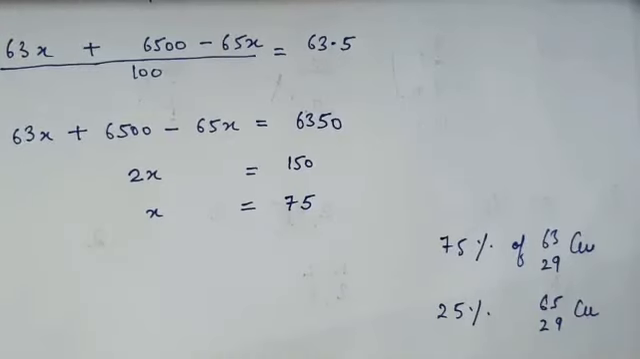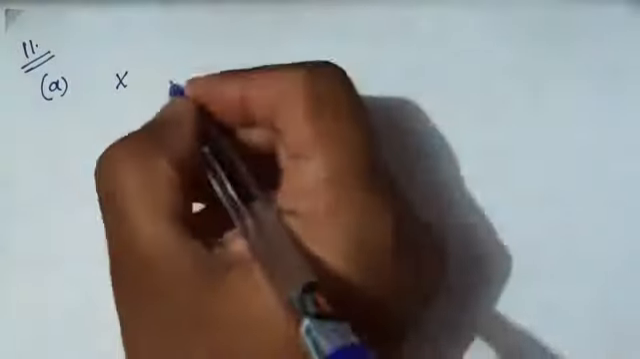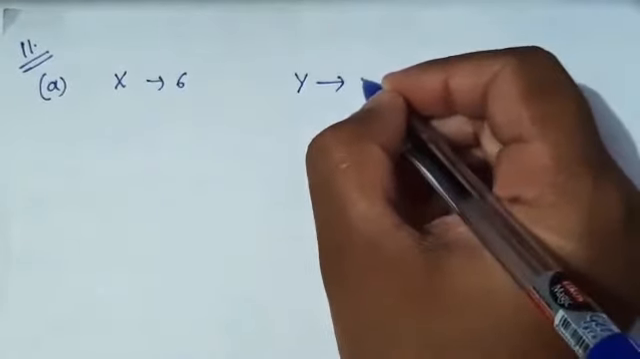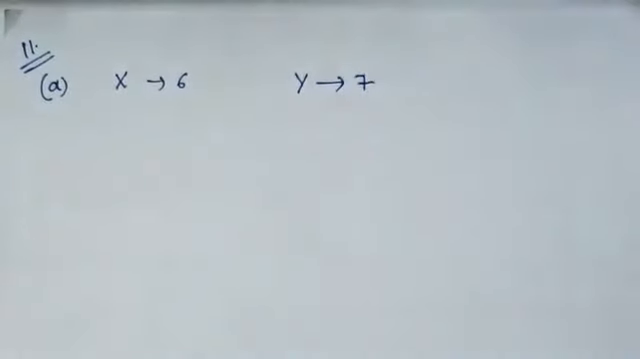Now coming to question number 11. In question number 11, you have been given two diagrams, X and Y. The shaded circles represent protons, and the unshaded circles represent neutrons. So the first part is, what are the proton numbers of elements X and Y? For element X, the number of protons, that means the shaded circles, is 6. And for Y, the number of protons, that is shaded circles, is 7.